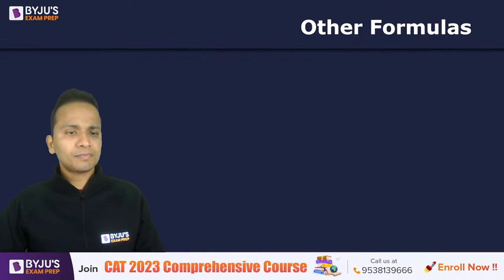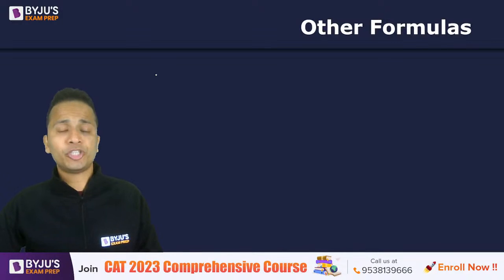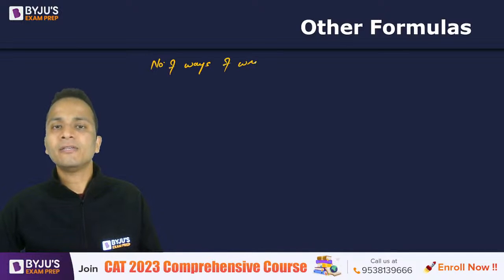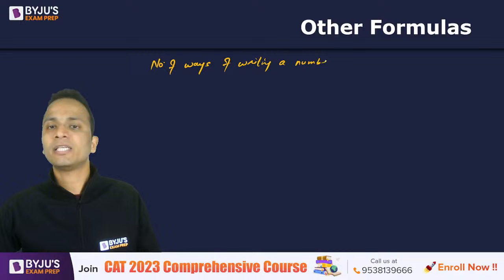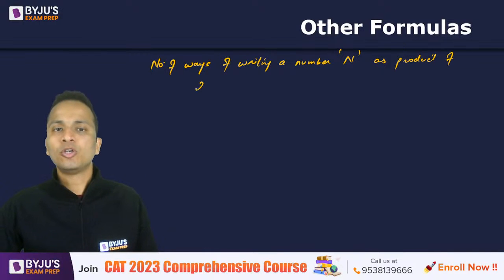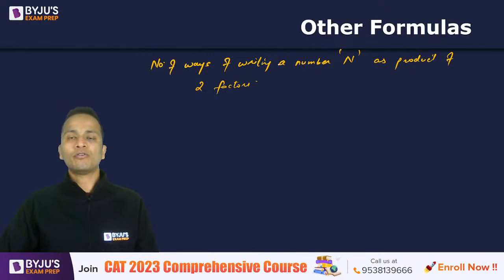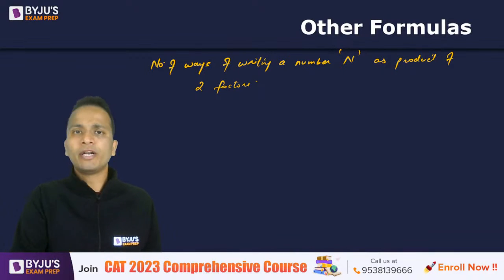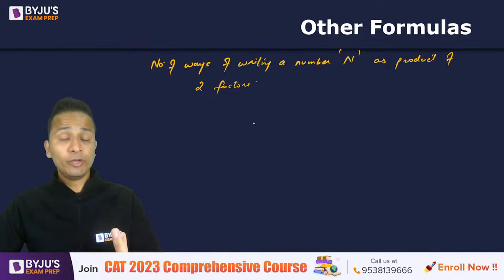Now, the next formula that will be required in plenty of questions is, I'm writing the statement, number of ways of writing a number. Let's say the number is n. Number of ways of writing a number n as product of two factors. Now, whatever is required to find this, we have already done that. Okay, so I'll give you an example for this.